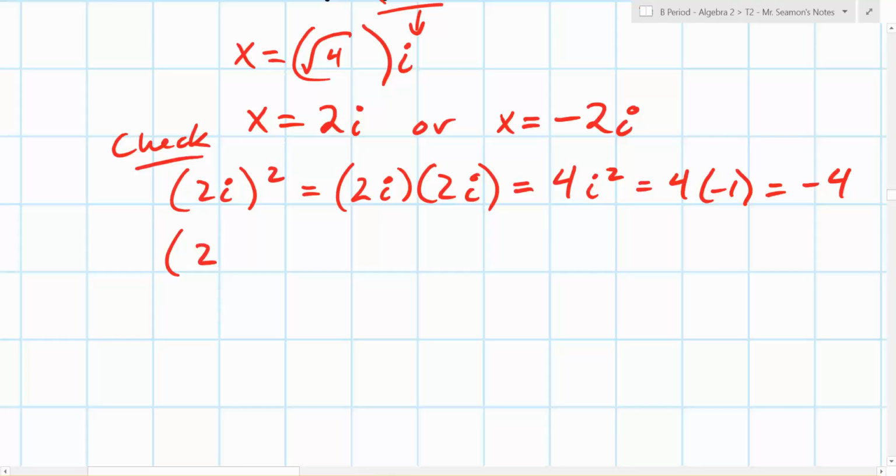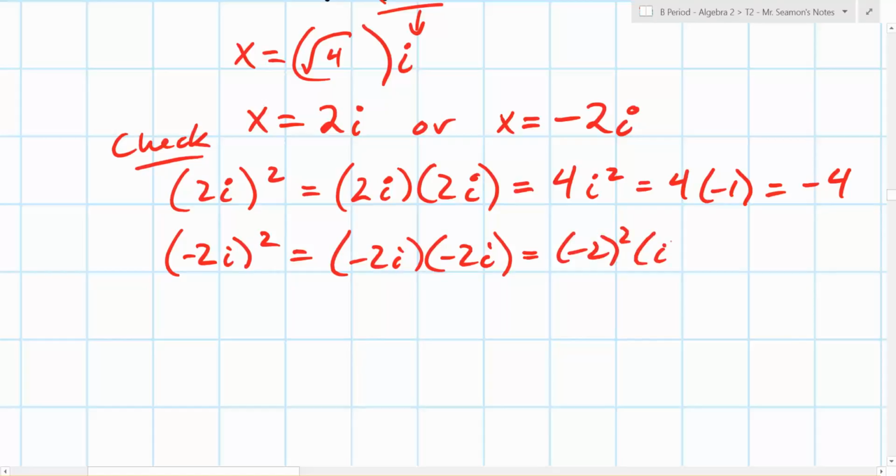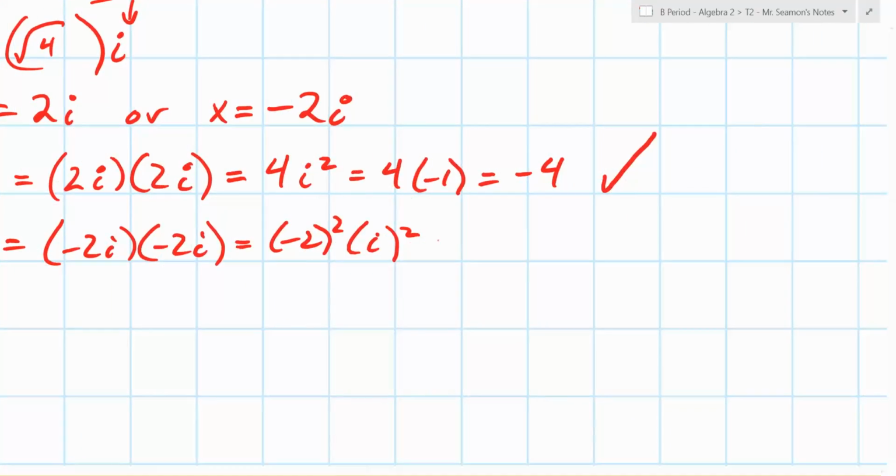What about negative 2i squared? Squaring means negative 2i times negative 2i. So that's negative 2 squared and i squared. What's negative 2 squared? 4. And what's i squared? Negative 1. Do they both check? Yeah.